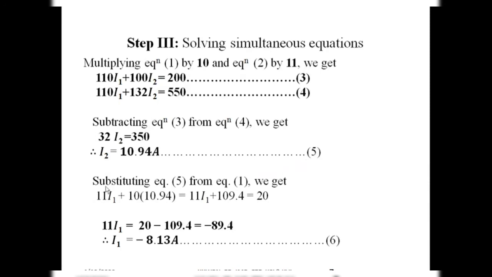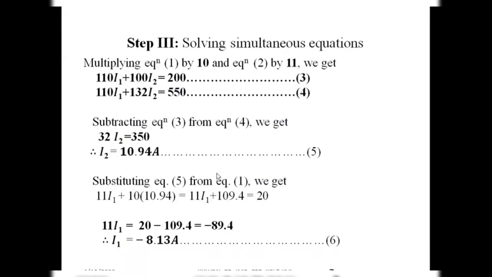Now, to get the current I1, we substitute the value of I2 from equation 5 into equation 1. So 11 I1 plus 10 into 10.94, which we have already solved, gives 11 I1 plus 109.4 equal to 20. So by solving this, 11 I1 is equal to 20 minus 109.4, that is minus 89.4. So we get the current I1 as minus 8.13 ampere.